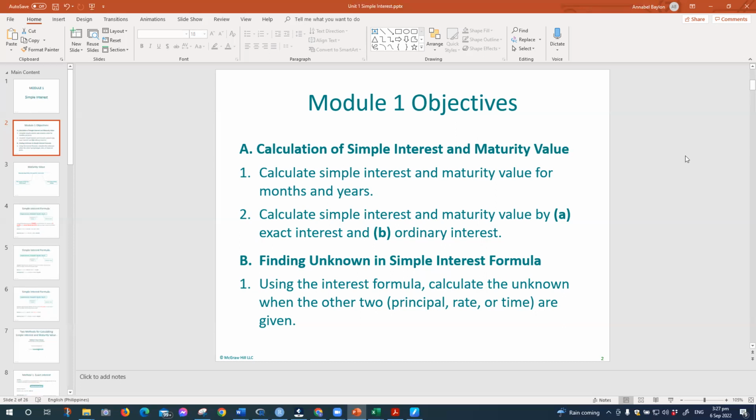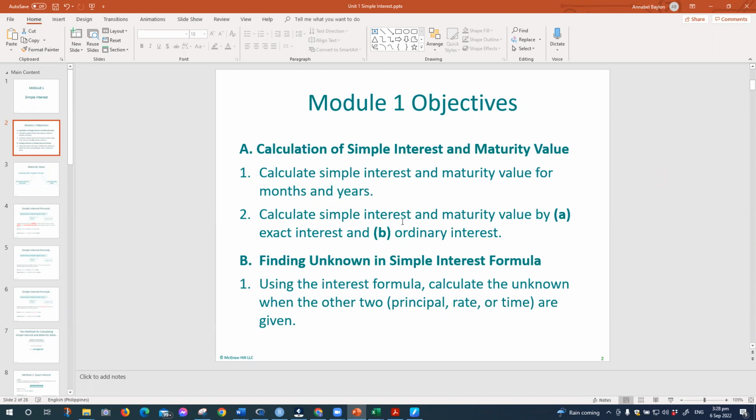So dalawang measures to: simple interest and maturity value, both for months, years. So it doesn't matter kahit quarters or weeks, kaya natin. Pag naiintindihan natin yung concept ng interest, at saka yung paggamit ng rates at saka ng time, then it doesn't matter kung anong term ang binibigay, anong rate ang binibigay, kaya natin i-solve yun.